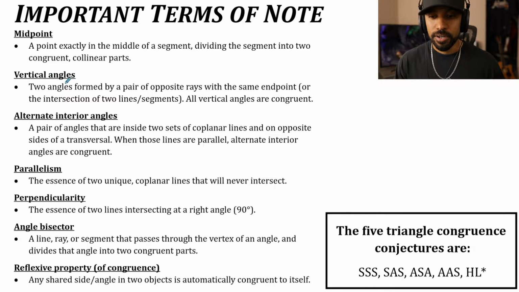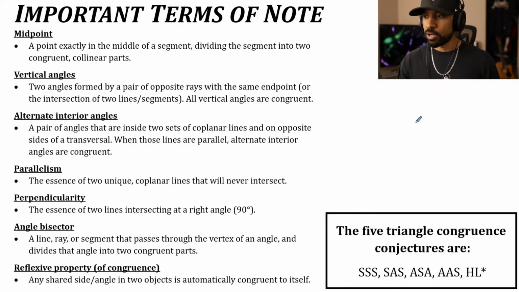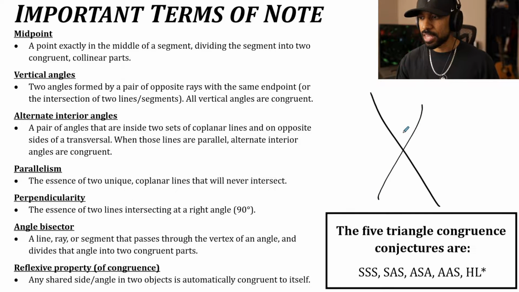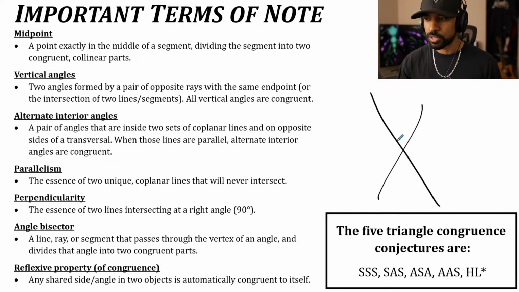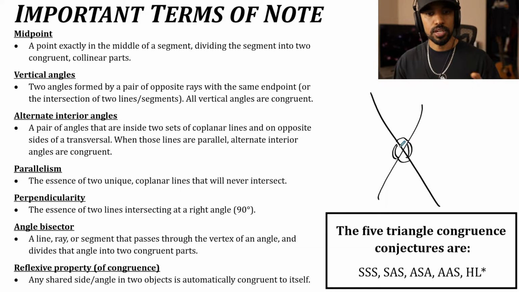Vertical angles. We've seen a lot of this before. It's where you have, say, two lines right here, and then it kind of makes an hourglass-looking figure. The opposite angles are congruent to each other. Say these two are congruent to each other, and then these two here are congruent to each other. You might see me doing congruent arc marks like these, double arc marks like this.